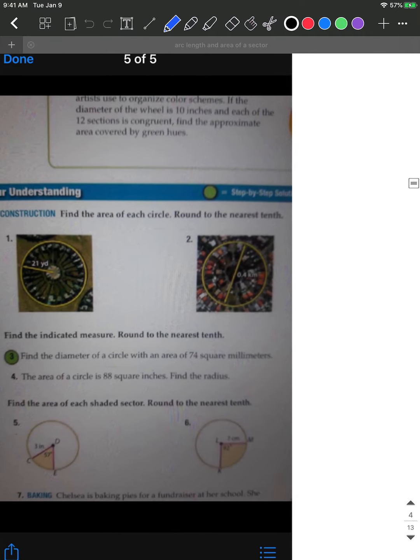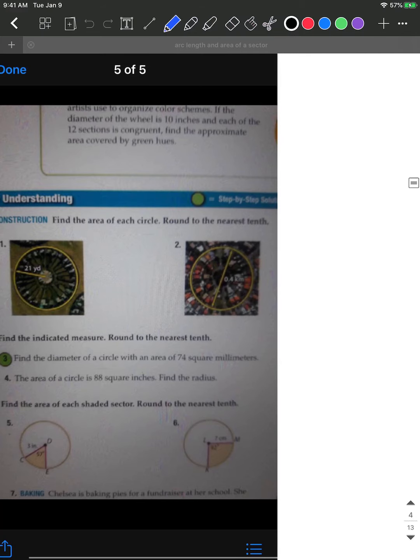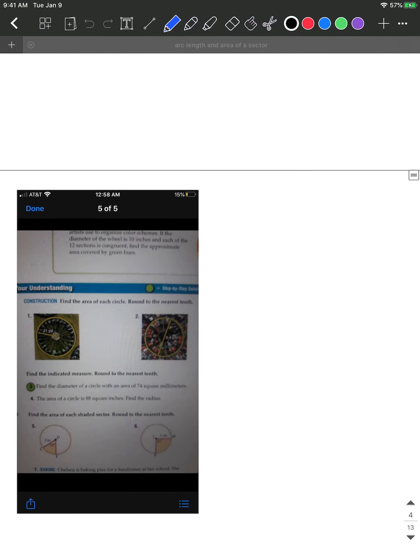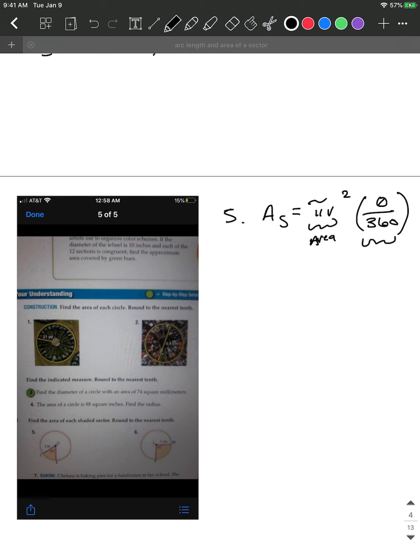So, we're going to be looking at number 5. Find the area of each shaded sector. It tells us that we have 57 degrees as our angle and 3 inches is what we're looking at here. So the formula that we're going to write for number 5 is A_S equals pi r squared theta over 360. Remember, pi r squared is the area of a circle, and theta over 360 is the sector. This is the piece of the pie we're looking at.